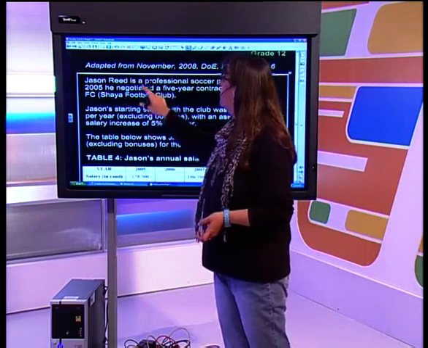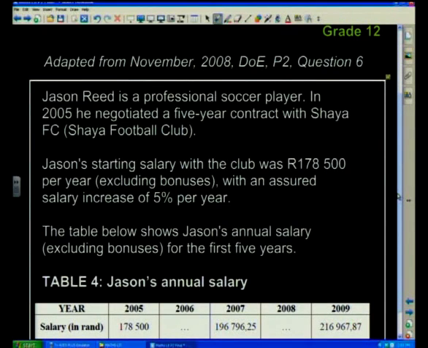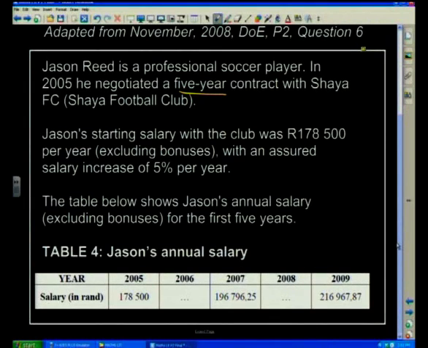Right. Jason Reed is a professional soccer player. In 2005, he negotiated a 5-year contract with Shire Football Club. I hope I've pronounced that correctly. Jason's starting salary with the club was 178,500 Rand per year, excluding bonuses, with an assured salary increase of 5% per year. The table below shows Jason's annual salary, excluding bonuses, for the first 5 years. And now we've got our salary. So we've got a salary in rands, years, and we see that he starts off with 178,500, and 2006 is blank. They've given us 2007 and 2009.